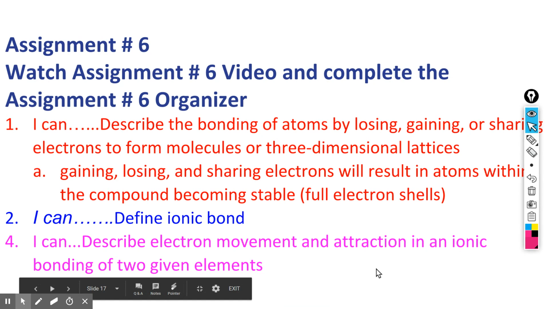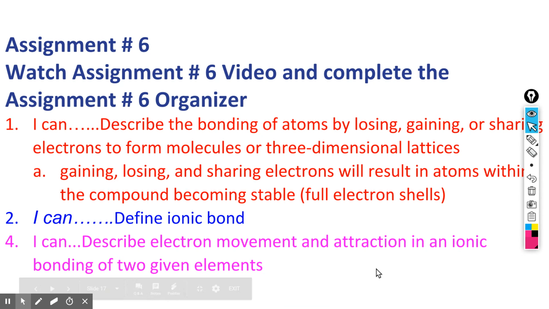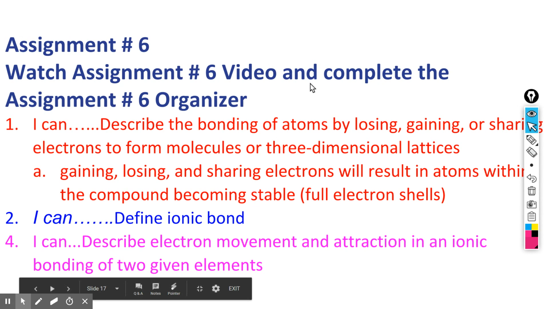Okay, assignment number 6. Watch the assignment number 6 video, which you're watching now, and complete the assignment number 6 organizer.